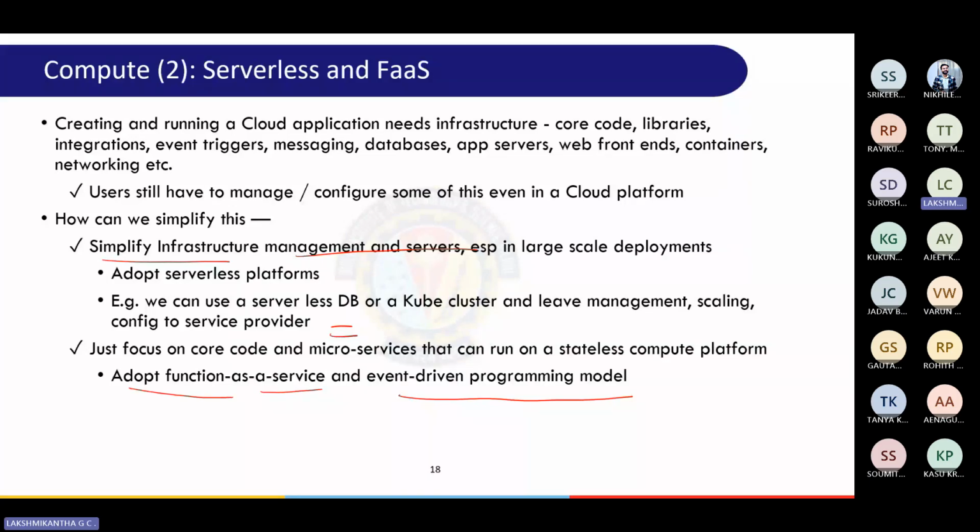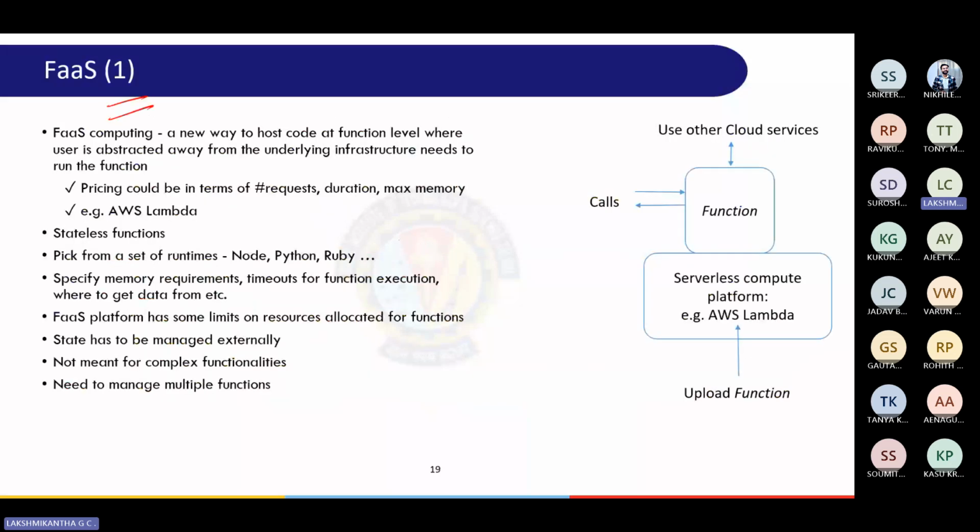Now let us look at what FaaS, function as a service, is. Function as a service is a revolutionary way to host code. It allows you to run code at the function level, where the user is abstracted away from the underlying infrastructure needed to run that function. For example, the most prominent FaaS platform is AWS Lambda. This is the best example actually.